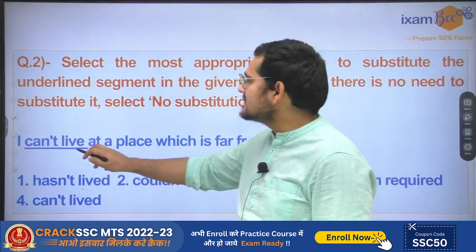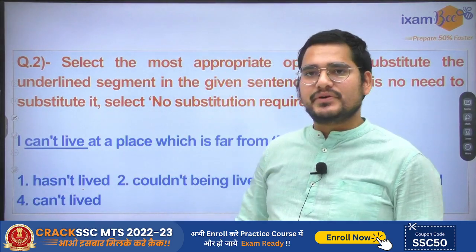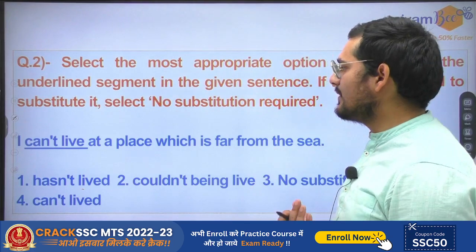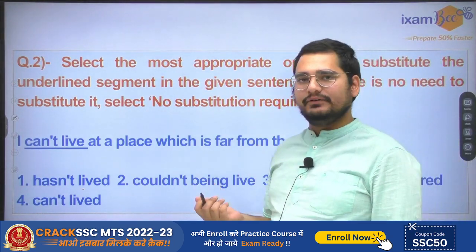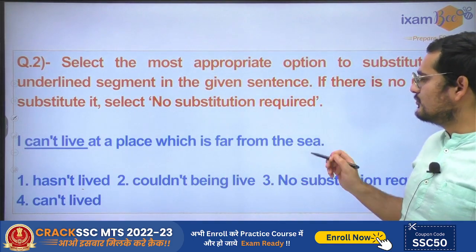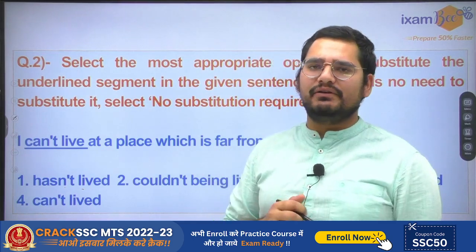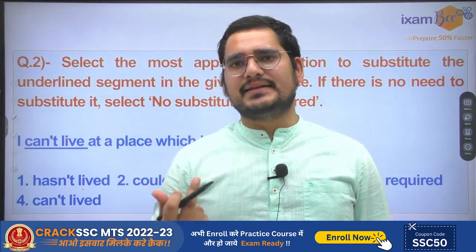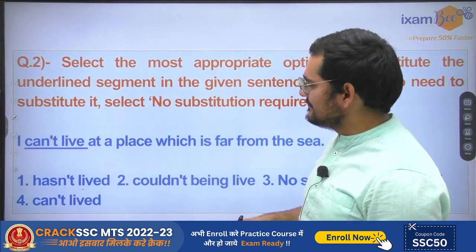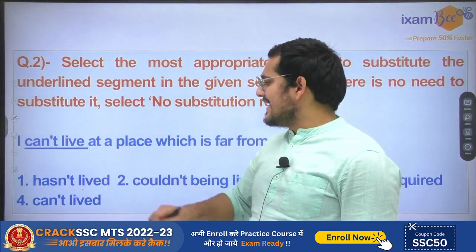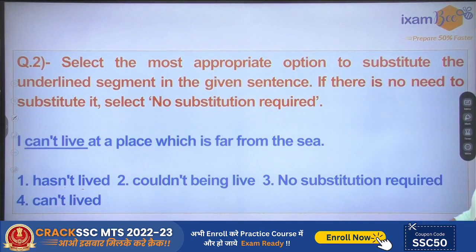If we talk about the tense of 'can't live', it is simple present tense. It simply tells us about a fact: I can't live at a place which is far from the sea. Now we see the options. Even without seeing the options, I think it is already good. It is correct, I don't need to change it. But let's see the options once again: hasn't lived, couldn't being live, no substitution required, and can't lived.